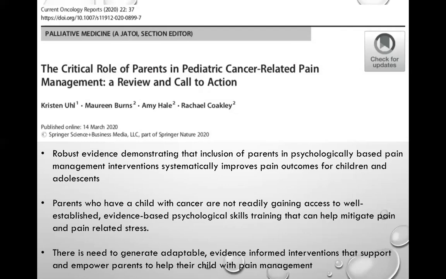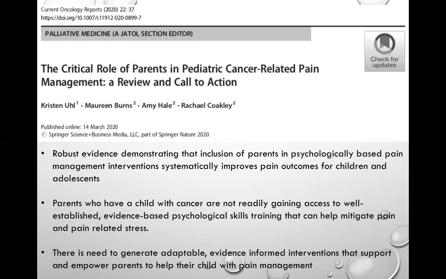This is something which I found, something that I'm not sure if we are actually focusing on or consider. There is evidence that shows that including the parents in psychologically based pain management interventions actually improves pain outcomes for children and adolescents. There is literature showing that parents who have a child with cancer are not readily gaining access to well-established, evidence-based psychological skills training that can help mitigate pain and pain-related stress.